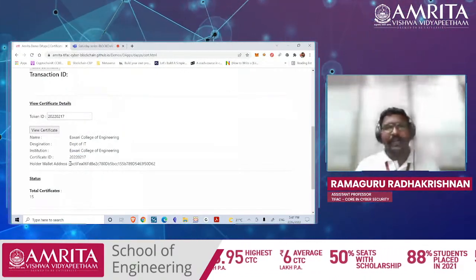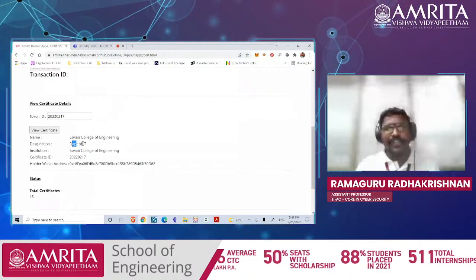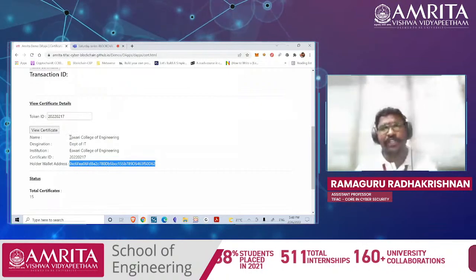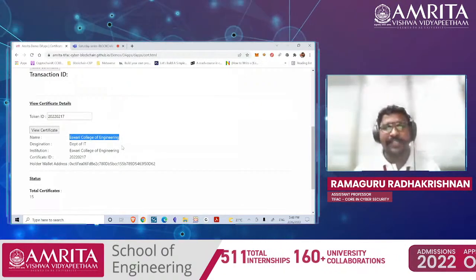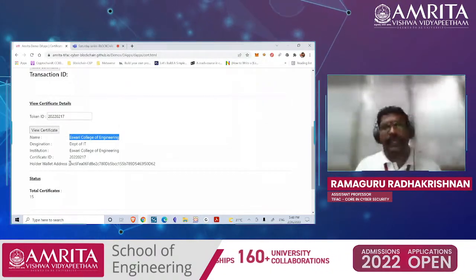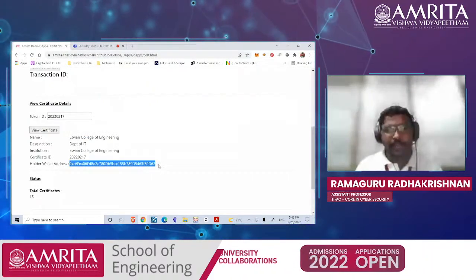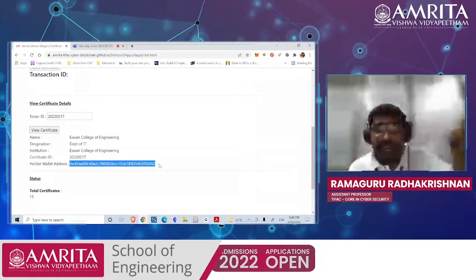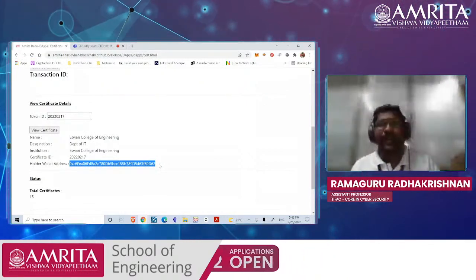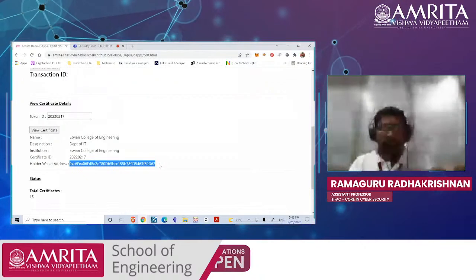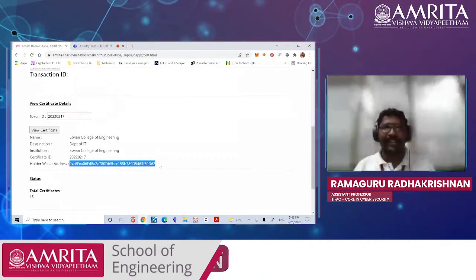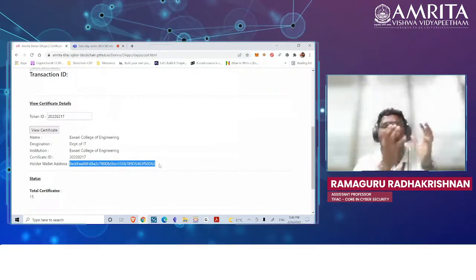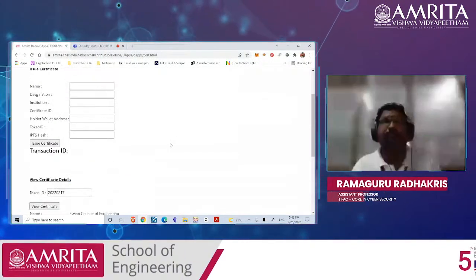Now, the certificate is issued to whom? This could be the wallet address of Ishwari College of Engineering, or assuming that it is a person, say Akshaya, this could be the wallet address of Akshaya. So now the certificate is owned where? In Akshaya's wallet. Now Akshaya can decide whom to share this certificate with and how much information should be exposed. So this is the advantage of going for a blockchain based solution.